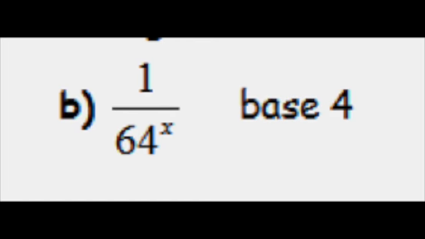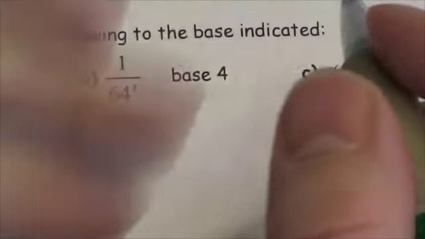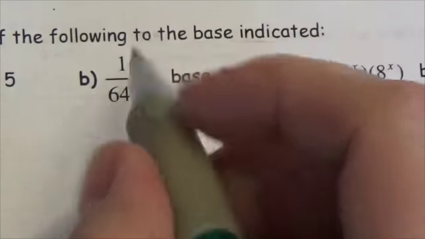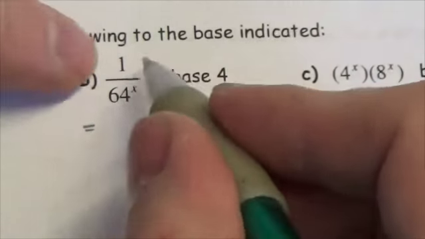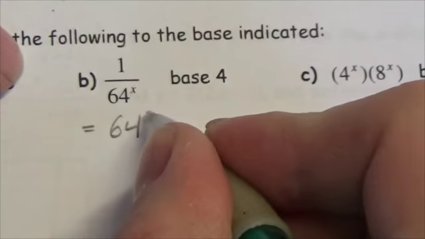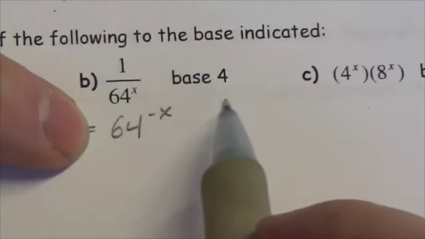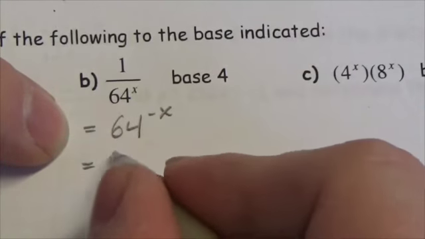1 divided by 64 to the x, to base 4. Okay, so to convert this to base 4, first of all, I don't really want fractions there. Now I know that for some people this might not be necessary, but I'm going to rewrite this up in the numerator as 64 to the negative x. And now I'm going to look at 64 here. If I'm being asked to convert that to base 4, that means 64 must be some power of 4.